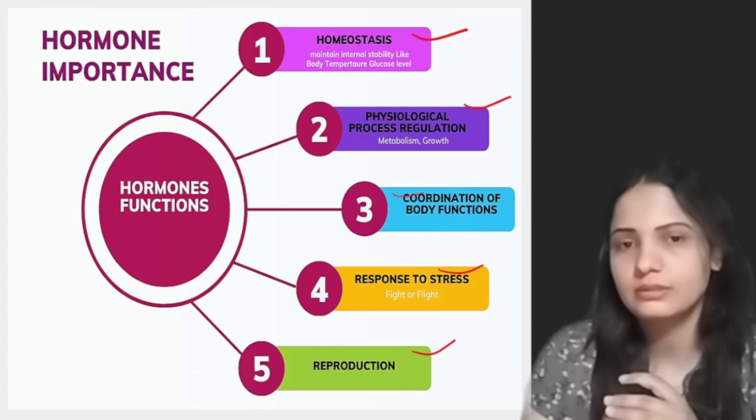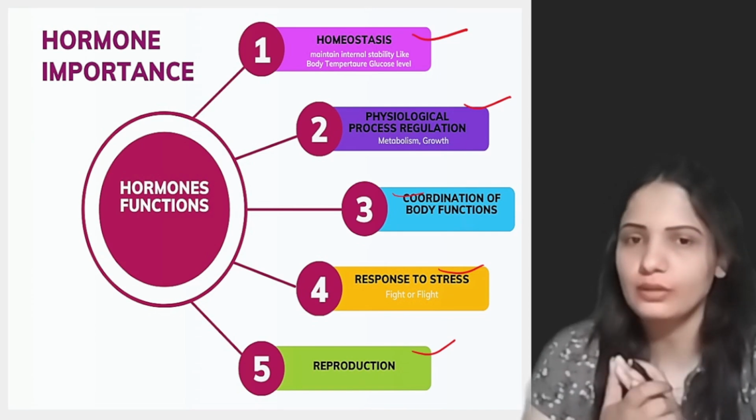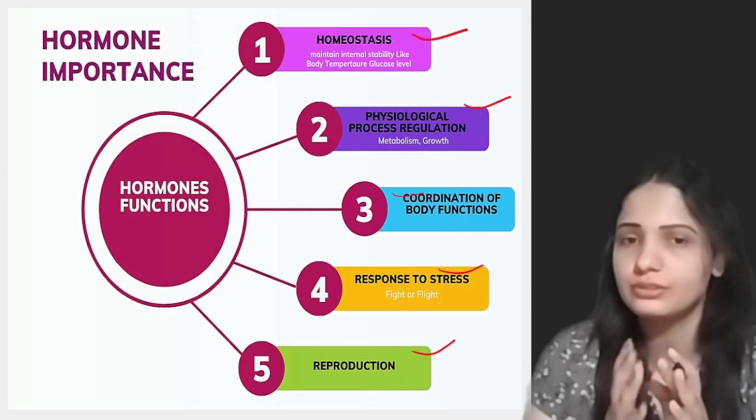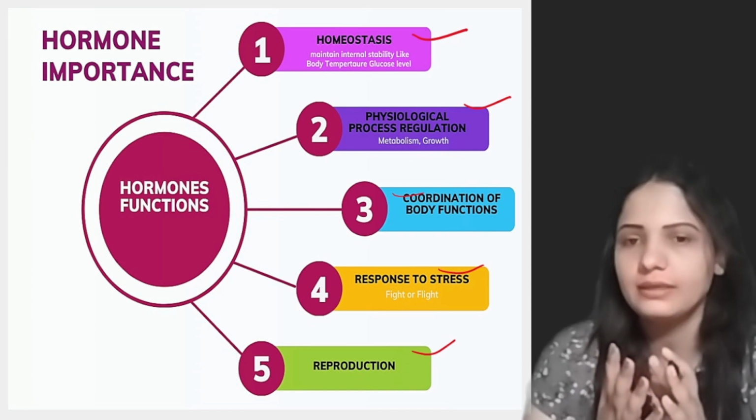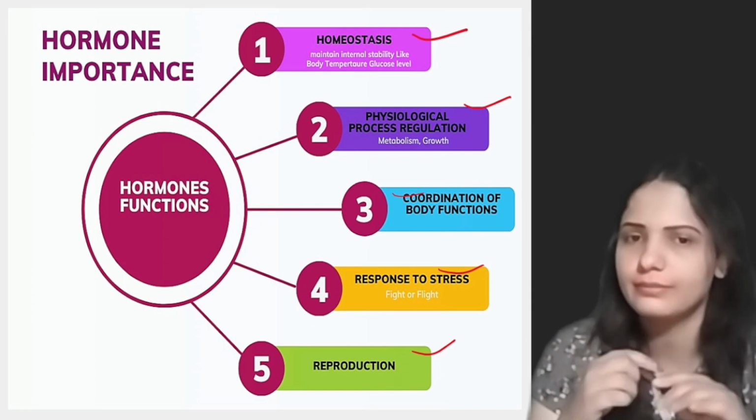They ensure that these processes are happening properly. They maintain their rate. So in metabolism, this regulation part is very important. Everything has to be in a proper range. So metabolism rate is regulated by hormones.